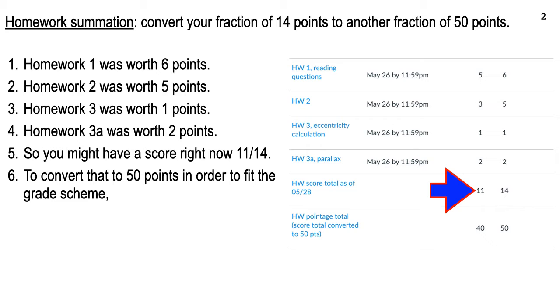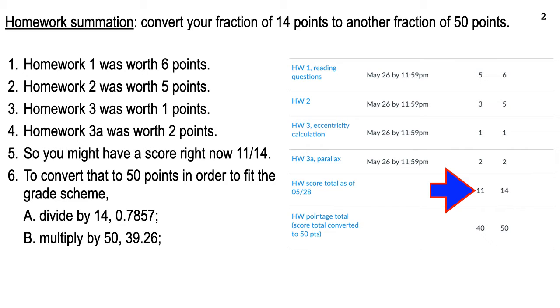You don't have to worry about doing it, but if you care to know how it's done, you take the score total that you have right now. So for instance, 11, you divide that by 14. That's 0.7857. And then you multiply that by 50 because that's how many points we want to offer anyway. And that comes out to 39.26.